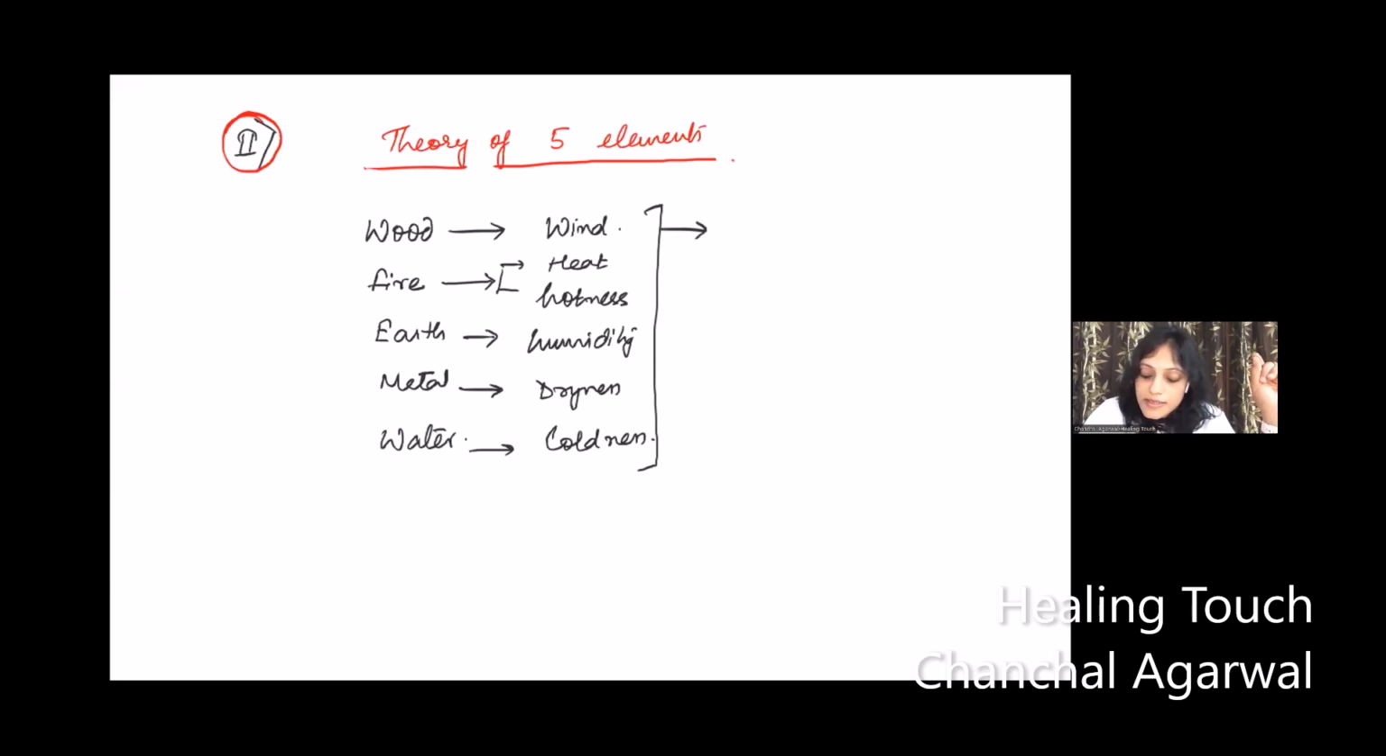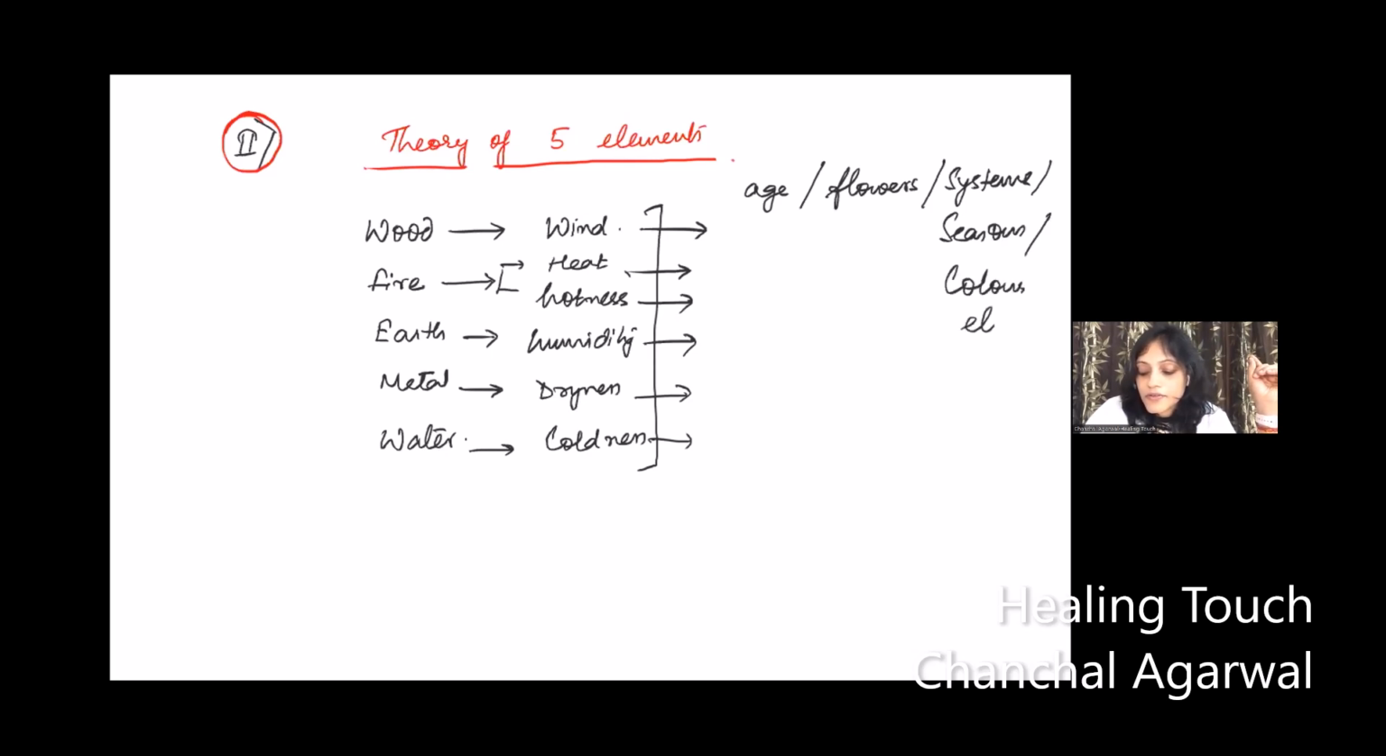Similarly, you will understand that each energy or each element can be represented by a certain age group, some flowers, some systems, some seasons, and some colors, etc. So this particular chart is in page number 8. In my book, it is in page number 8.